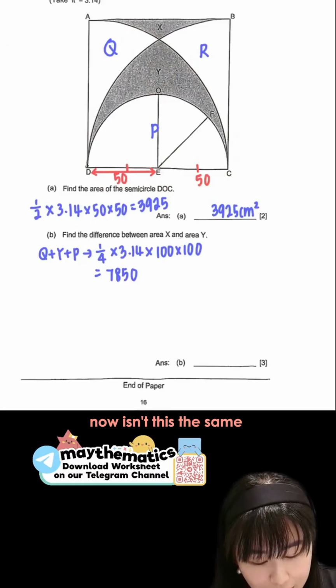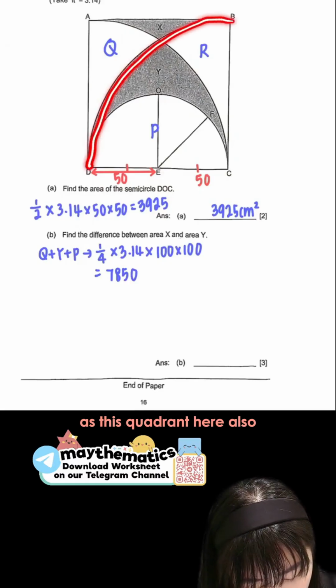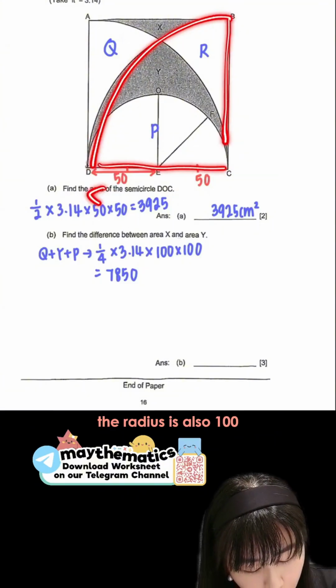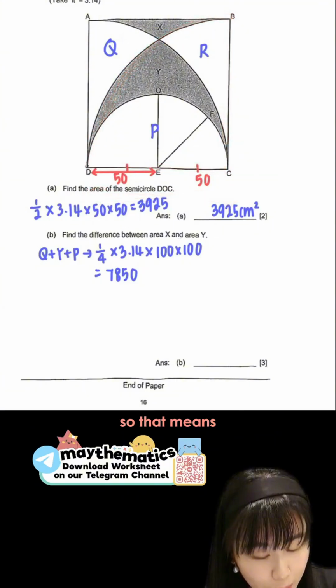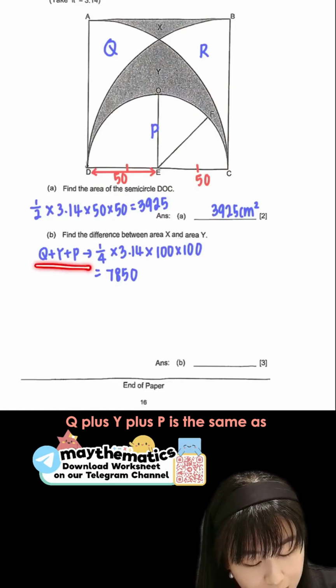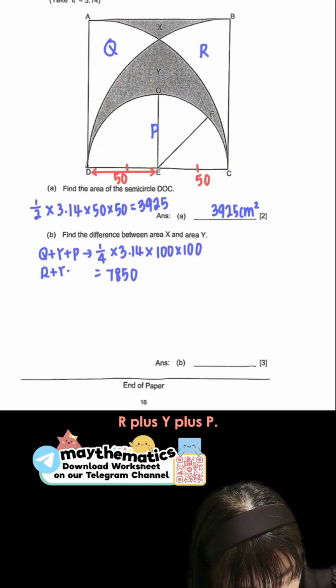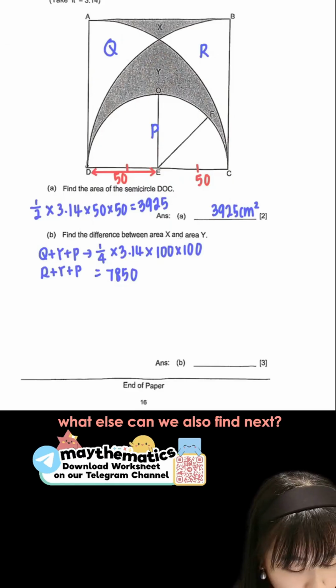Now, isn't this the same as this quadrant here also? Because for this quadrant here, the radius is also 100. So that means Q plus Y plus P is the same as R plus Y plus P. Other than that, what else can we also find next?